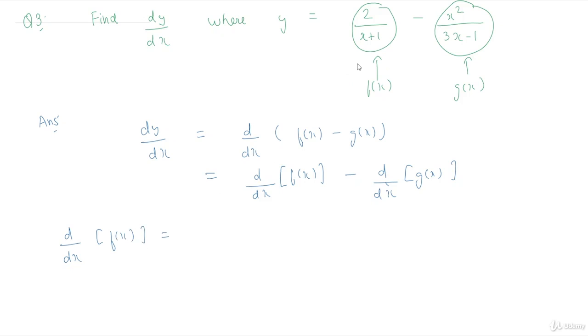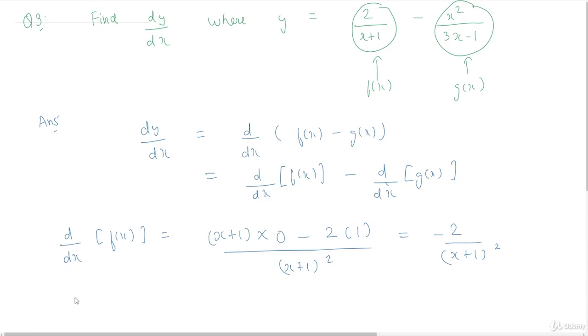So d by dx of f of x, the derivative by quotient rule, is denominator function, that is x plus 1, multiplied by derivative of numerator function, which is 2, and the derivative comes as 0, minus numerator times derivative of the denominator, which is 1, and this whole is divided by denominator whole square. So first part is 0 and the second part is minus 2. So this will become minus 2 over x plus 1 whole square. So the differentiation of f of x is minus 2 over x plus 1 whole square.